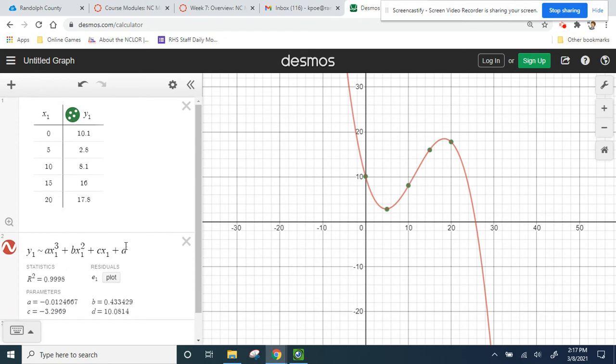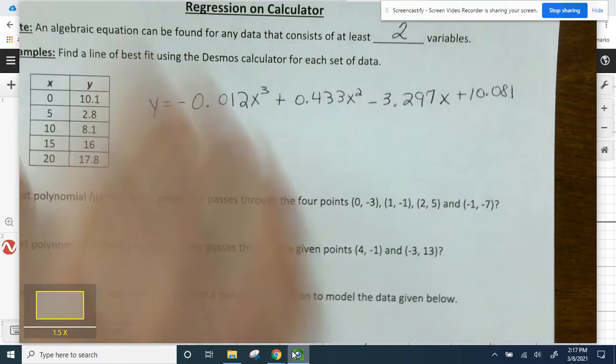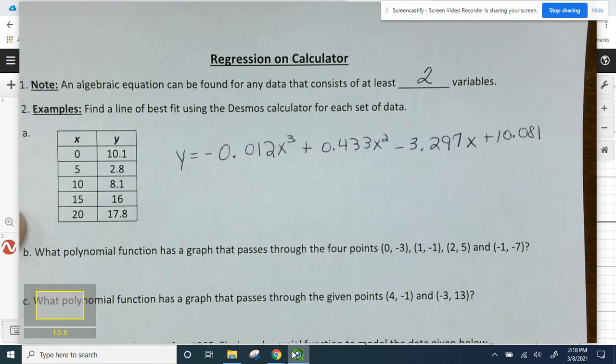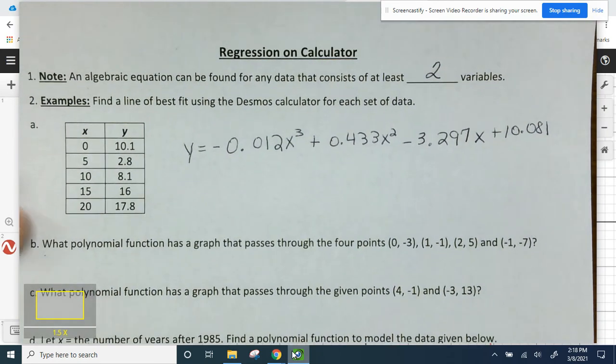So it's going to be y equals negative 0.012, we're going to round to 3 decimal places, x cubed, plus 0.433x squared minus 3.297x plus 10.081. And so this is what it'll look like on your paper as your equation of the line of best fit. I'll leave that there for just a second.